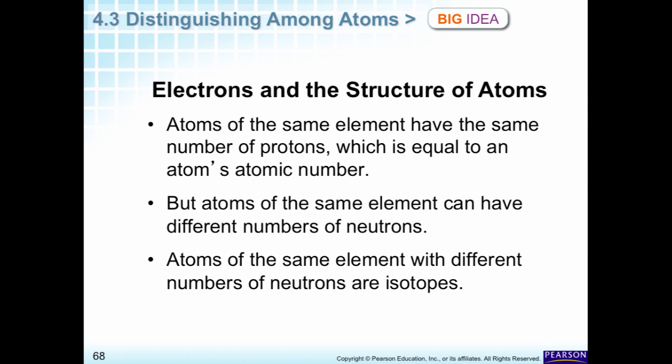Our big idea for this section was electrons and the structure of atoms. Atoms of the same element have the same number of protons, which is equal to an atom's atomic number. But atoms of the same element can have different numbers of neutrons. Atoms of the same element with different numbers of neutrons are called isotopes.